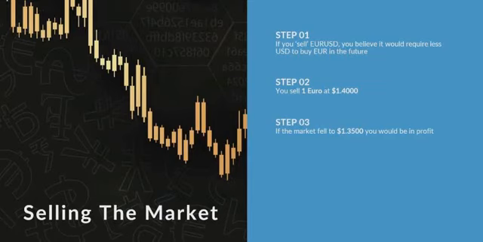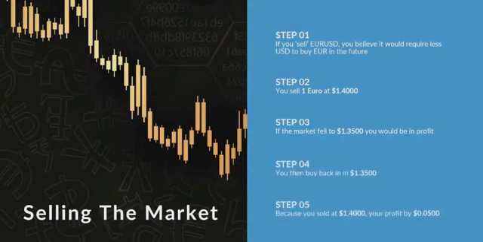Okay, then you're hoping that the market will fall to maybe 135. So now you would be in profit because you can buy back in at the 135, and because you sold at 140 and you bought back in at 135, again you're in profit of that 5 cents.